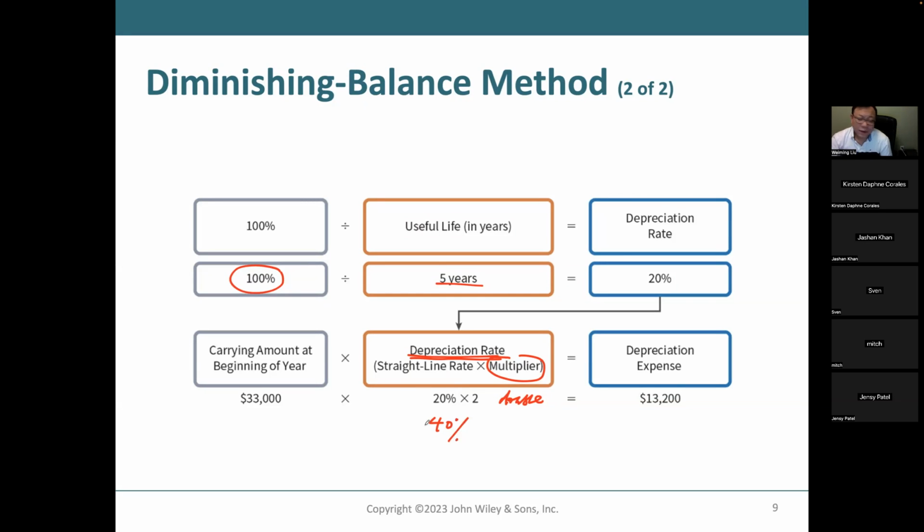And you apply the 40% to your value, right? To your value. So initially the value is 33,000. 33,000 times 40%. So the first year, your depreciation is 13,200.